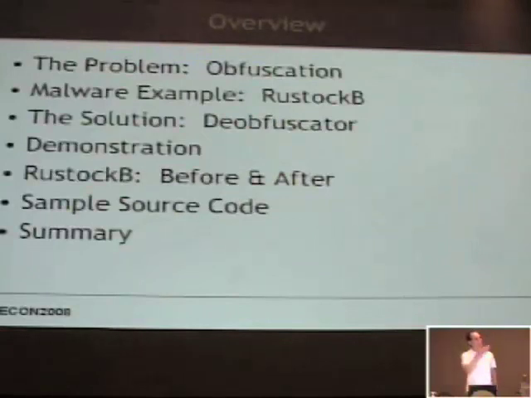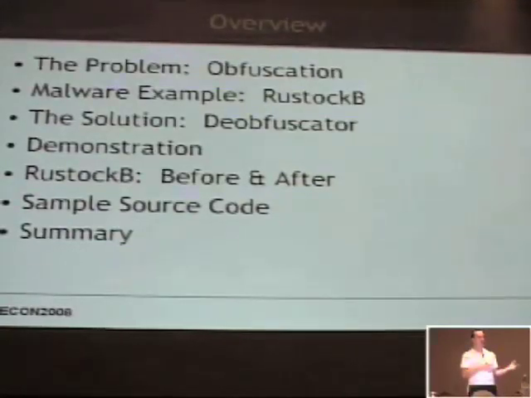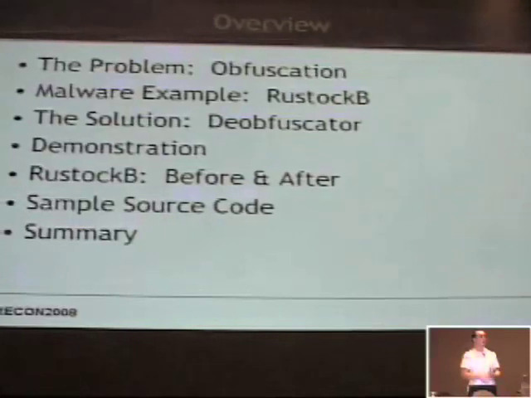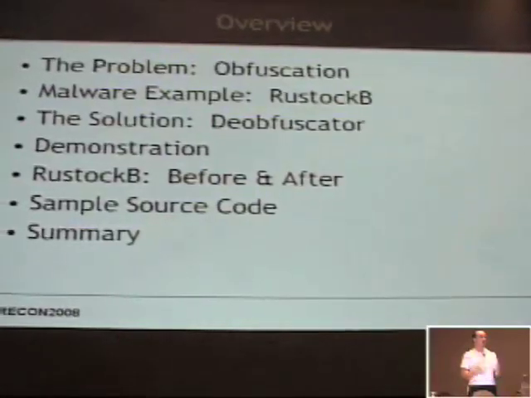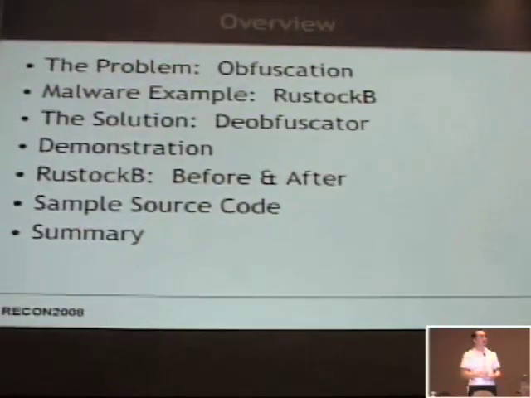So I'm going to go over the problem of obfuscation, describe what it is and what it looks like, and then give you an example of some malware that we looked at, Rustock B. It has a decryption routine that's just full of obfuscation. I'm going to show you our solution, describe how it works, and then give you an in-presentation demonstration of what the Deobfuscator does. Then I'll show you Rustock B before deobfuscation and after. Then I'm going to show you a little bit of sample source code, just to give you an idea of how we deal with a simple peephole pattern, and then sum it all up.